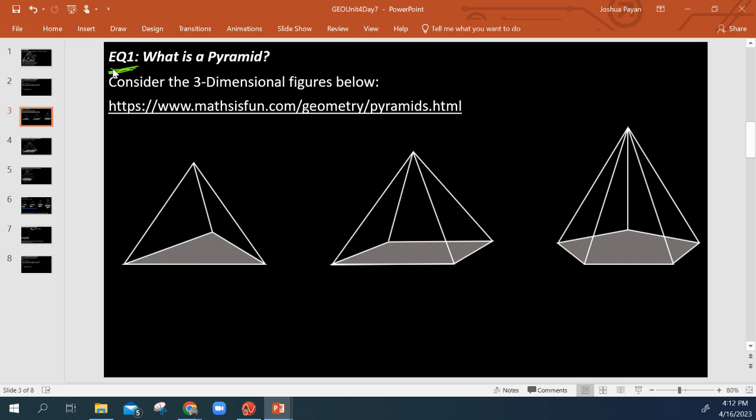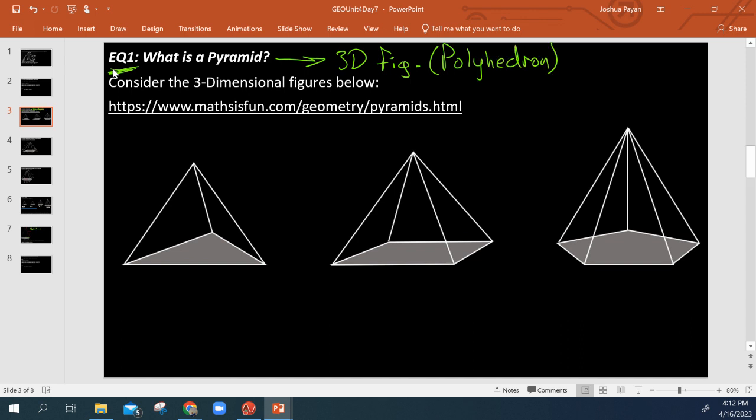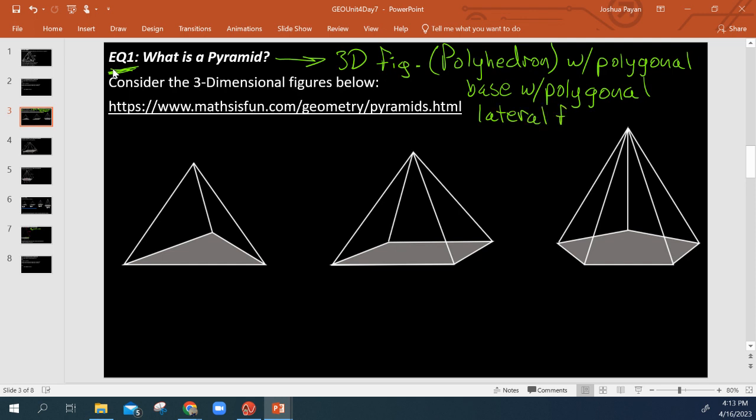So, first EQ, what is a pyramid? A pyramid is, if I had to put it simply, in a literal sense, we'll just call it a 3D figure, aka a polyhedron, such that it has a polygonal base with polygonal lateral faces, which converge at an apex.